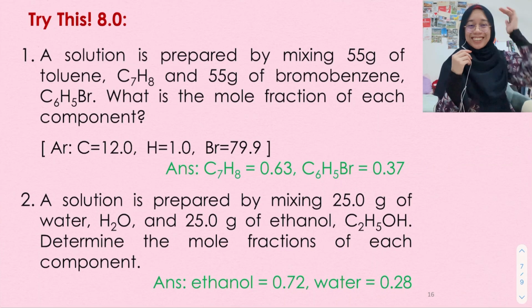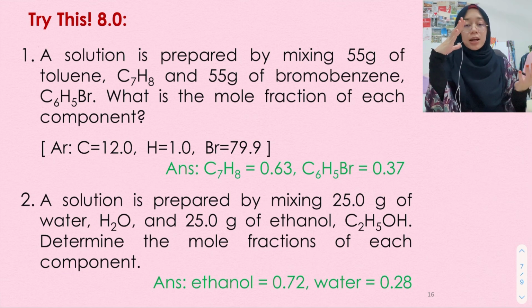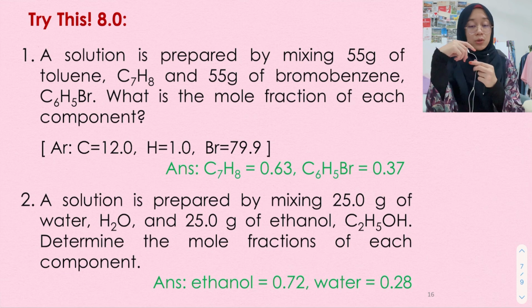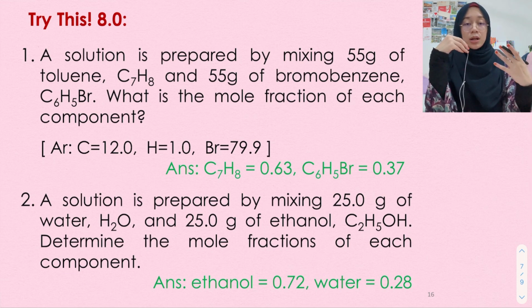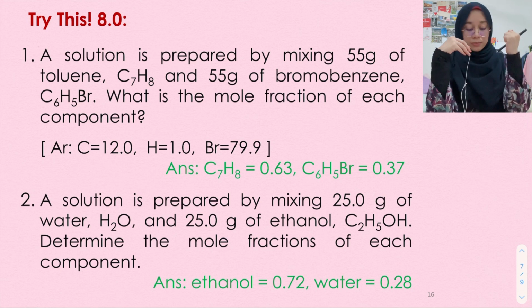Okay, so now buat try this 8.0, I think yang ni quite straightforward actually. Given to you info in mass, therefore you have to tahulah apa nak kena buat. It's just that for both questions, so instead of asking you to look for the mole fraction of only one of the components inside the solution, so you are asked to look for the mole fraction of both components yang ada dalam solution tersebut. So I did give you a tip just now on how to look for the other mole fraction of component easily. So good luck, ada final answer dah.